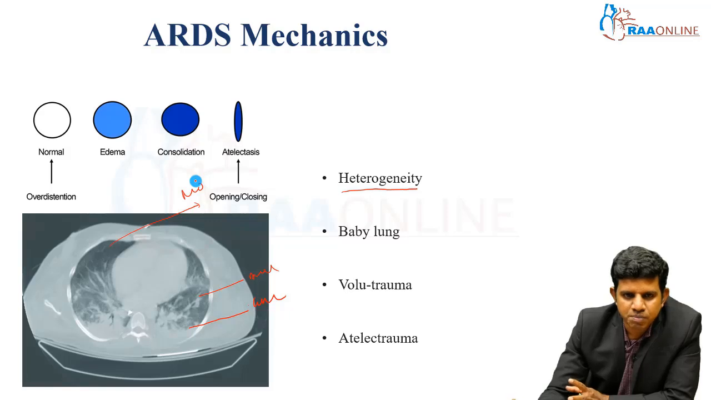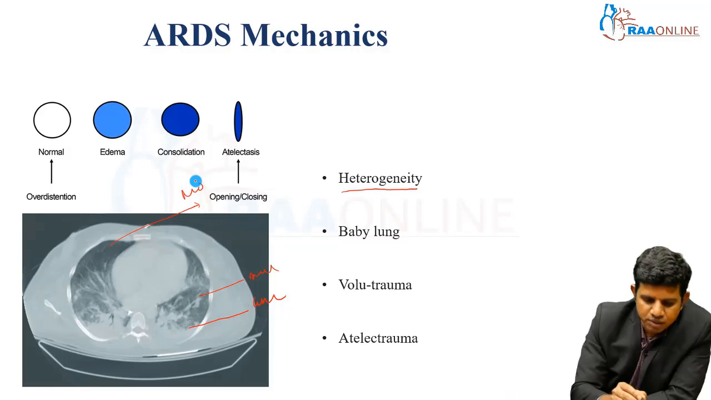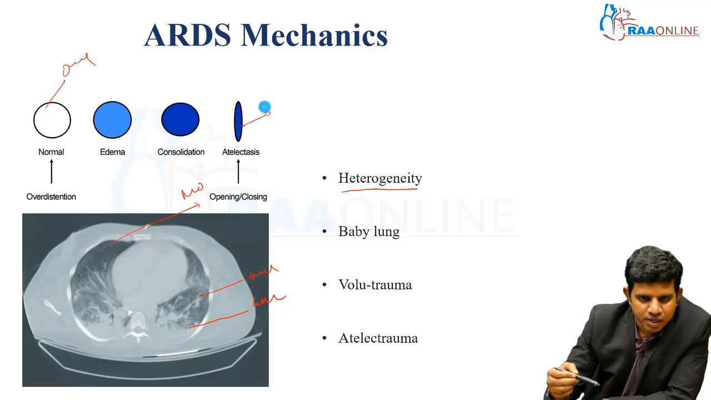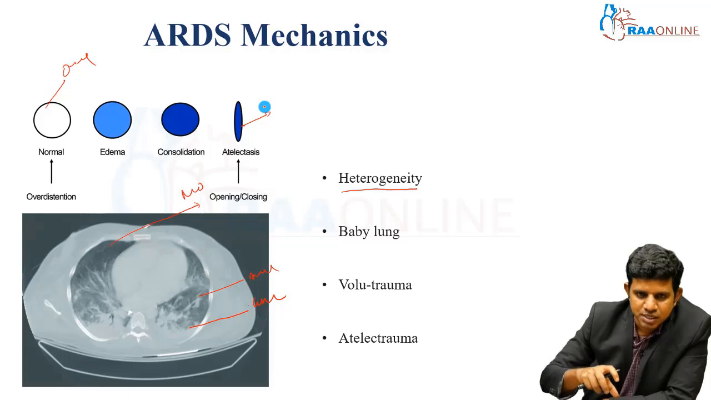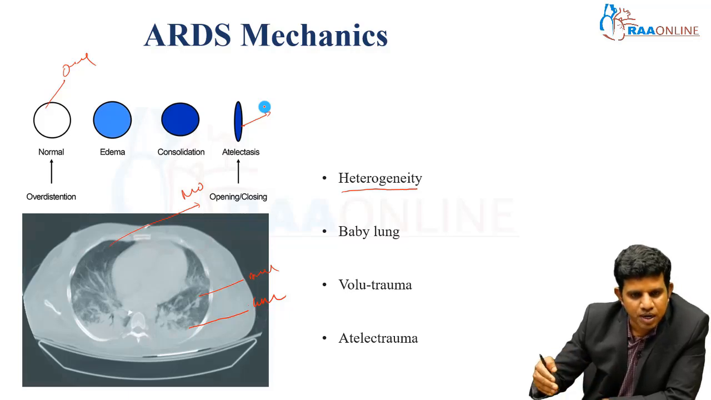When you put a patient on mechanical ventilation, the normal lung will go for over distension. Atelectasis will go for opening and closing: during inspiration it will open, during expiration it will collapse. All these problems, over distension and atelectasis, will cause lung injury.